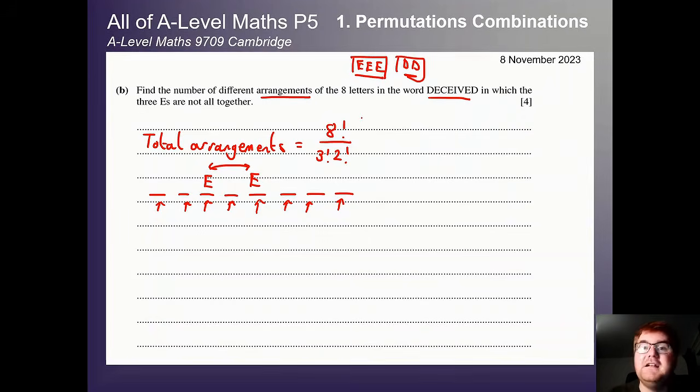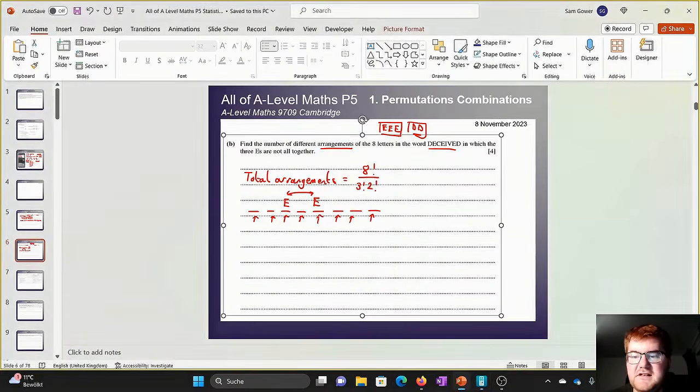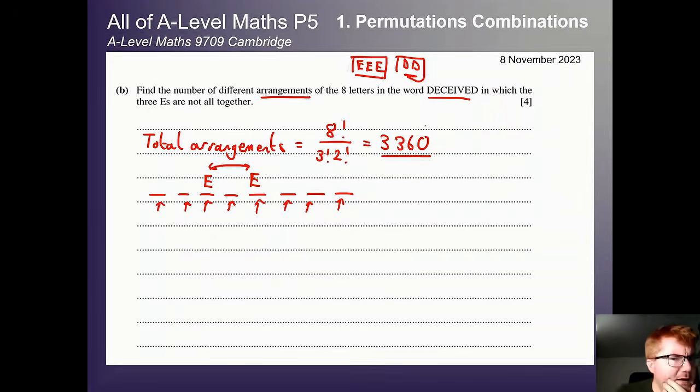Now, if you pop this into the calculator, so we've got, and let's get the fraction button out here. So 8 factorial divided by 3. Let's go downwards. There we are. 3 factorial times 2 factorial. Excuse me. And that's going to give us 3,360. So what we're saying here, the total different arrangements for all the possibilities, if you move all these letters around, is 3,360.